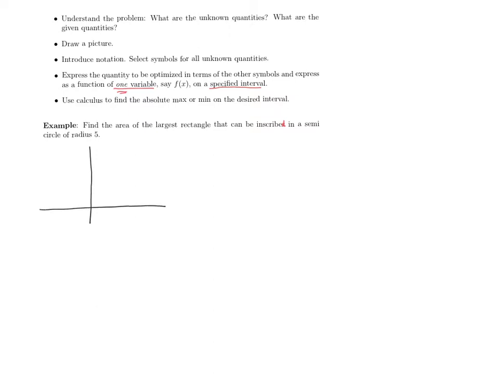So we have a semicircle of radius 5, so let's say the top half of such a circle, and we can very easily, and we will in a moment, write down an equation for this semicircle. But we want to find the area of the largest rectangle that can be inscribed in this semicircle. That is to say, a rectangle where the upper corners lie on the circle and the bottom corners are going to lie on the x-axis. So for all such rectangles, we would like to know what is the largest area.